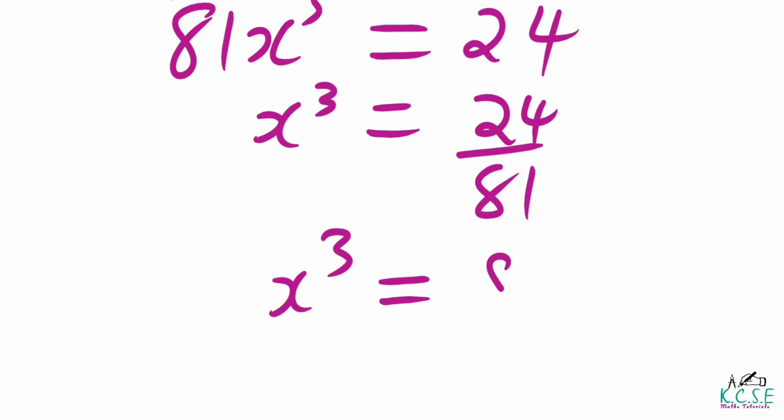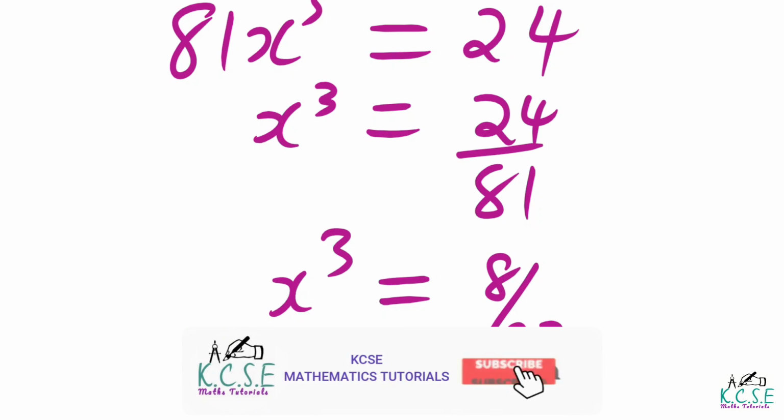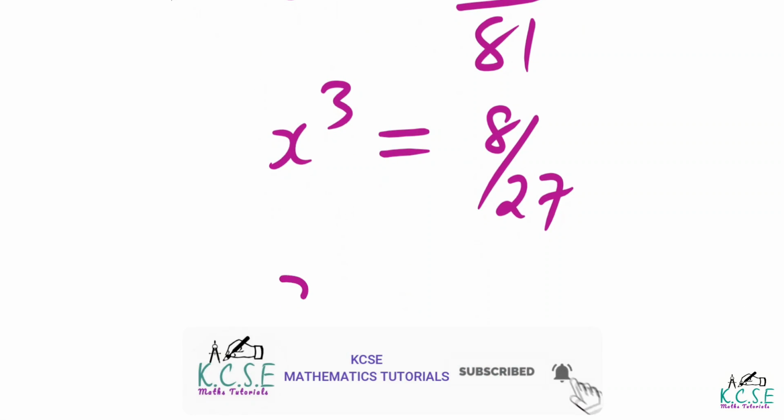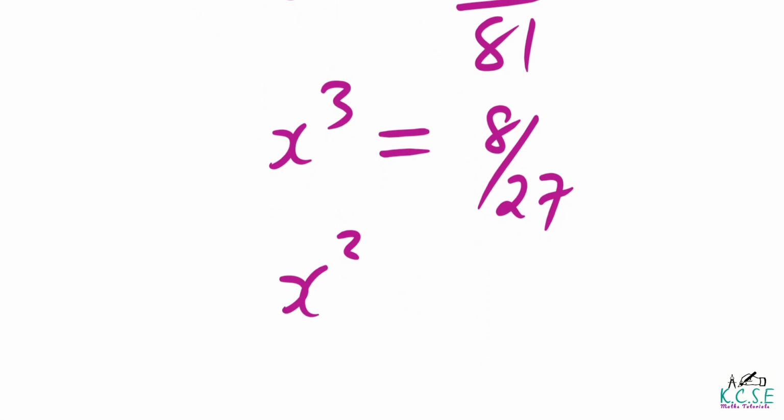And when you get the cube root of both sides, you get x as 2 divided by 3. The cube root of 8 is 2, the cube root of 27 is 3, and therefore this is the solution. That is how we're supposed to work that question.